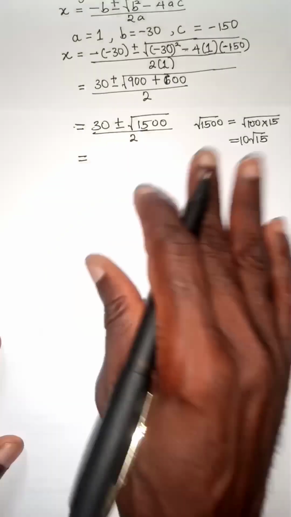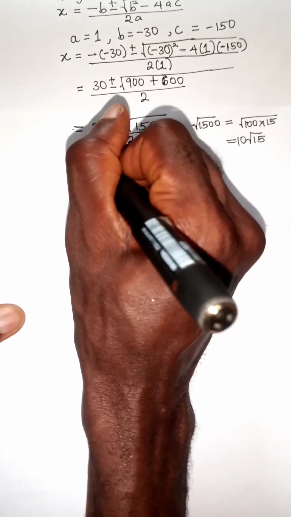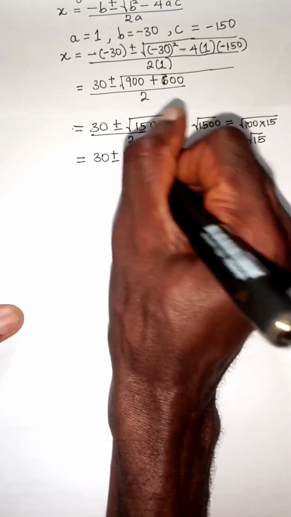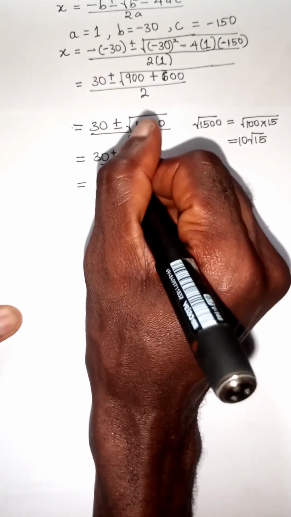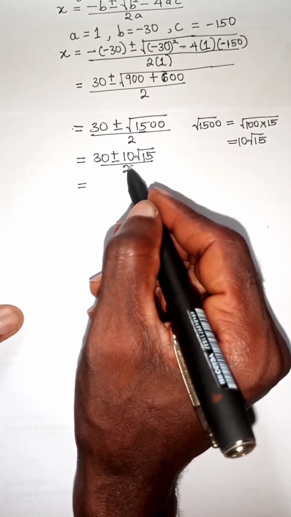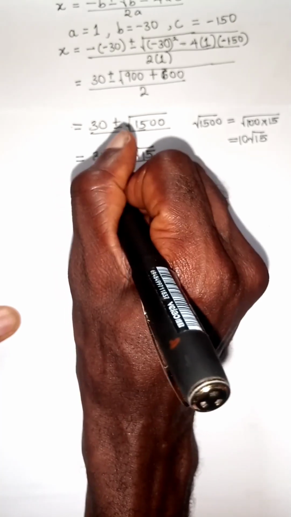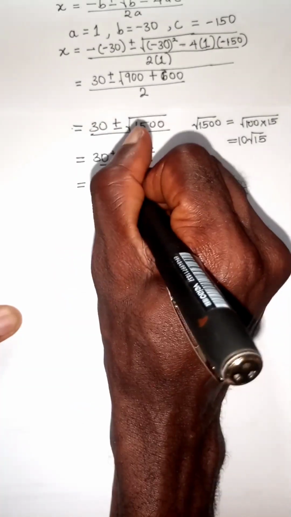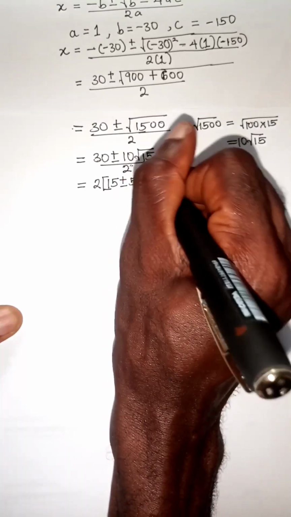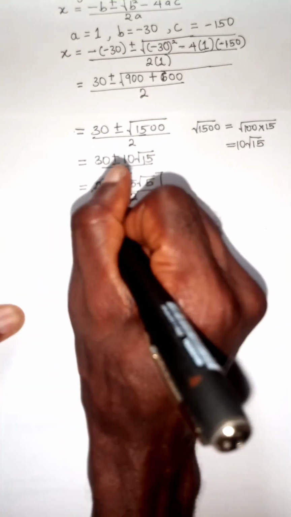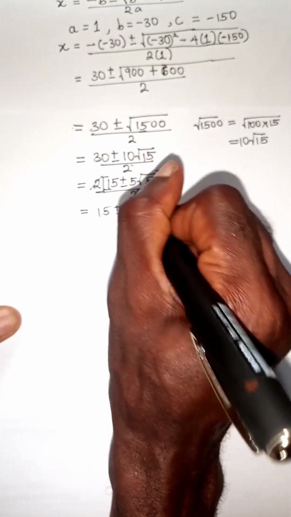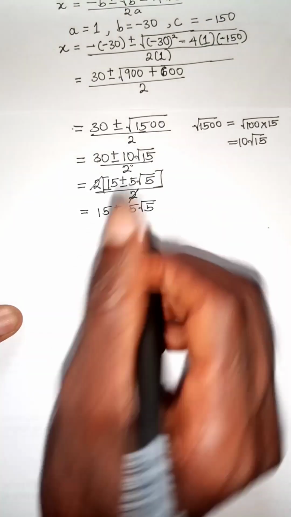So we can use that to simplify the expression to give us 30 plus or minus 10 root 15 divided by 2. And with that done, we can factor out 2 in order to cancel the 2 that we have in the denominator. So if we factor out 2, we are going to have 15 plus or minus 5 root 15, then divided by 2, so that these 2 can go off, and then this is 15 plus or minus 5 root 15. Then we can separate the plus or minus, and that gives us 15 minus 5 root 15.